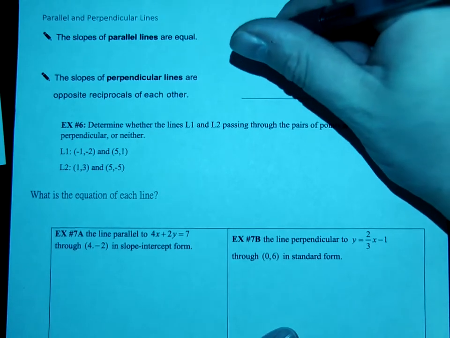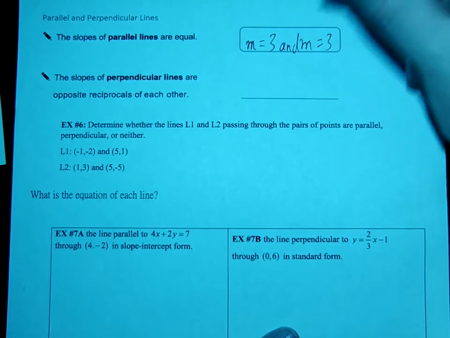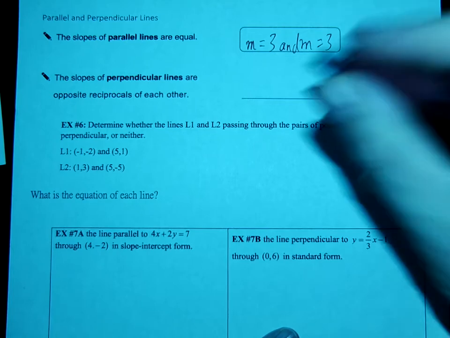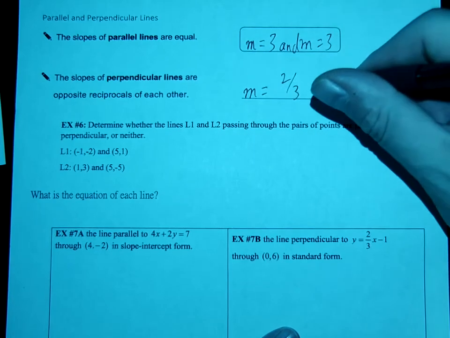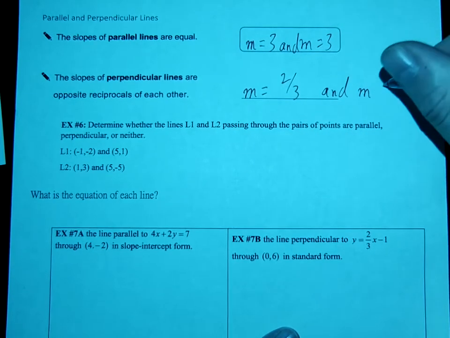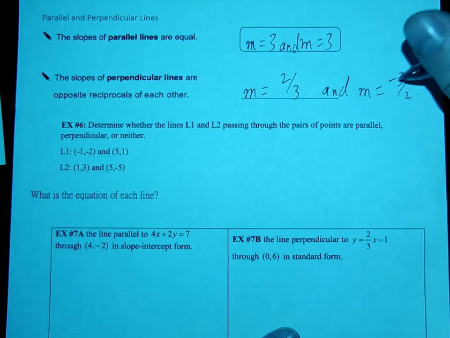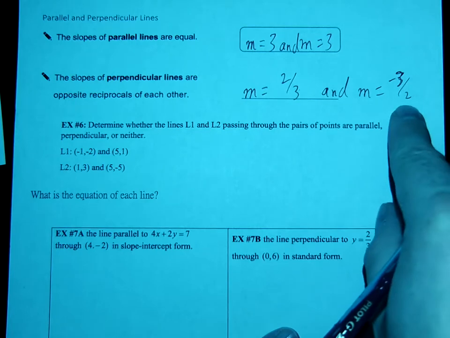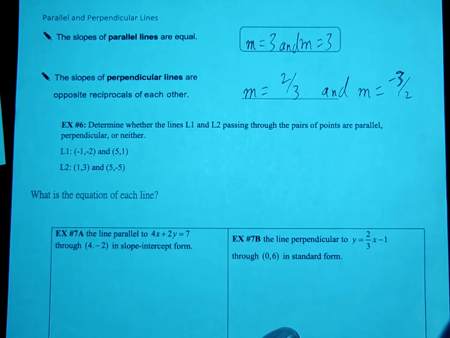So in other words, if the slope on one of them is equal to 3, the slope on the other one is equal to 3. The slopes on perpendicular lines are opposite reciprocals or negative reciprocals. So if the slope on the first line is 2/3, the slope on the second line would be negative 3/2. You would interchange the numerator and the denominator and negate it. You could also have it be negative here and then be positive here. So one of them's a negative, one of them's positive for perpendicular lines. In other words, they're opposite signs of each other, and then they're reciprocal as well.